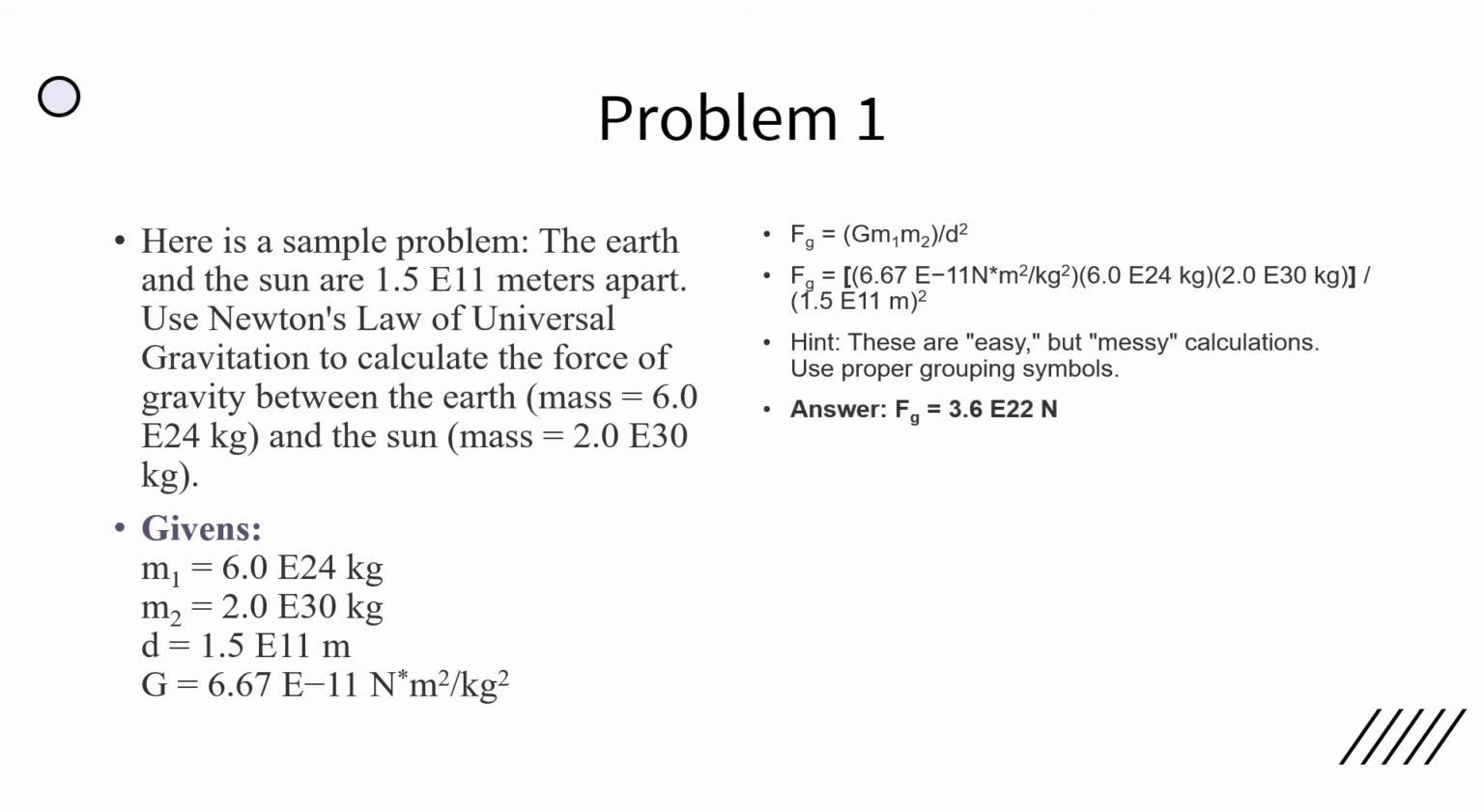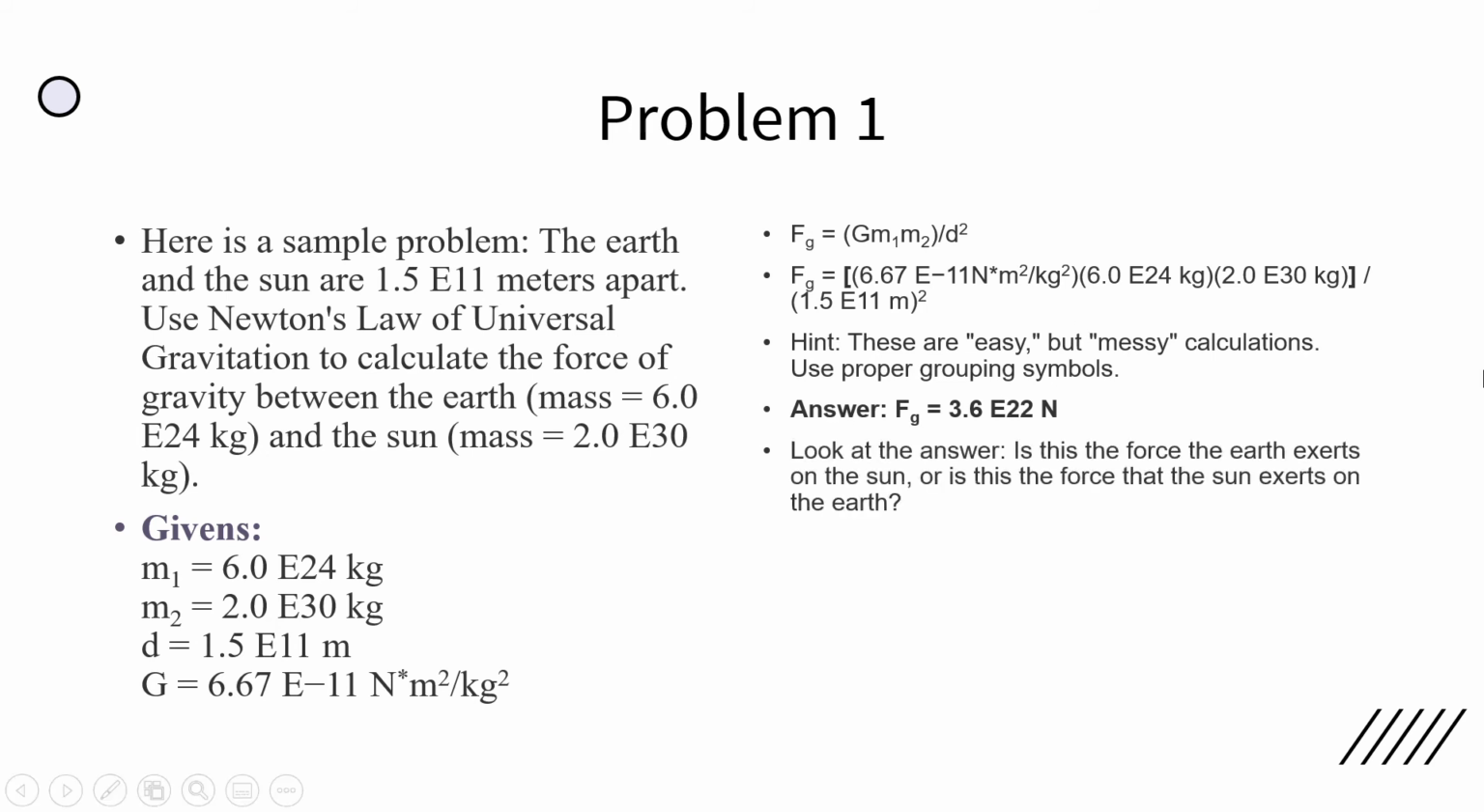And by the way, this should be your result. Your answer will be 3.6 e22 newtons. Remember that the answer should be placed in newtons. Alright, so look at the answer. Is it the force the Earth exerts on the Sun, or the force that the Sun exerts on the Earth? Let's remember a little bit about Newton's third law, and remember that whenever we are comparing the forces applied on two objects, they are going to be exactly the same.